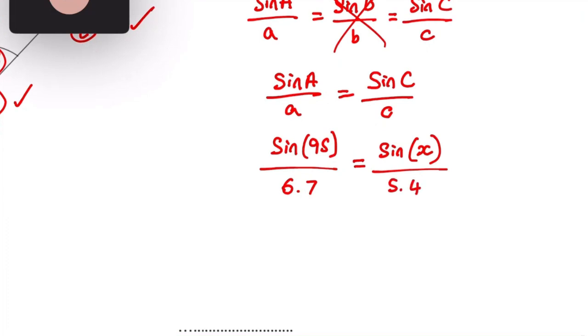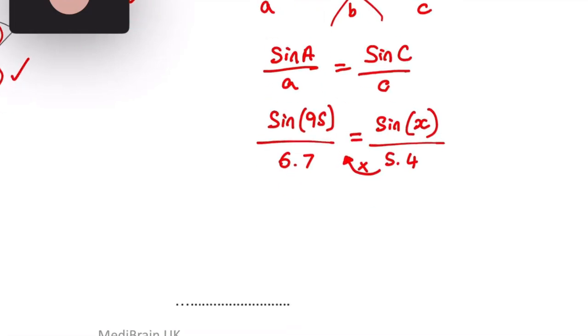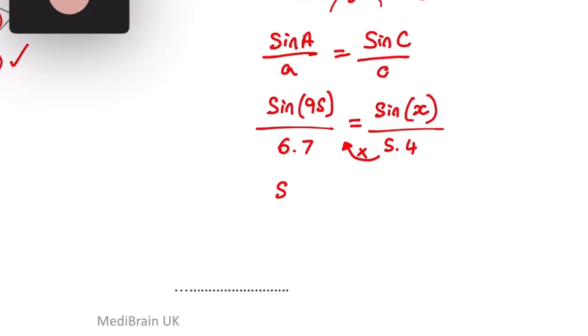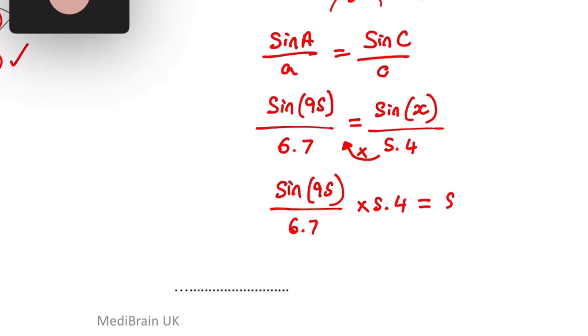Now all we're going to do is get the sine x by itself on one side. Let's leave it on this side. At the moment, it's being divided by 5.4. To get rid of that 5.4, we need to do the opposite of dividing. We need to multiply it. So we're going to have sine 95 over 6.7 multiplied by 5.4 equals sine x. But we don't want sine x. We just want x.